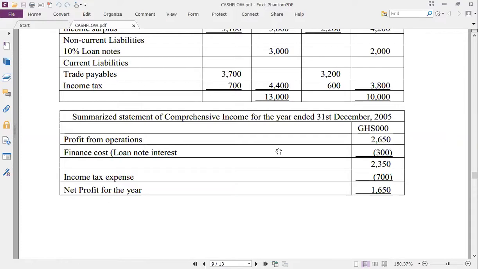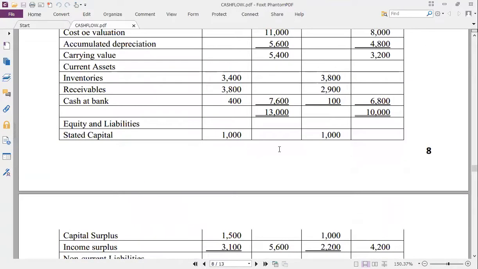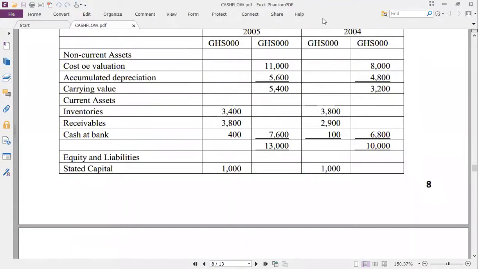Don't forget the three protocols: the name of the company, the requirements, and then the reporting currency. Okay, so let's go straight to the board.